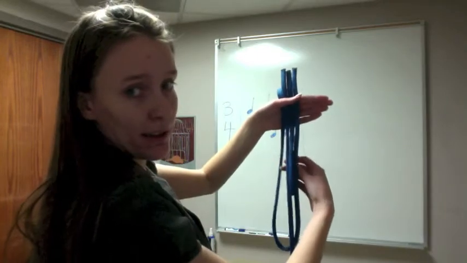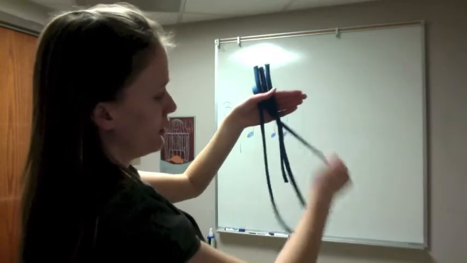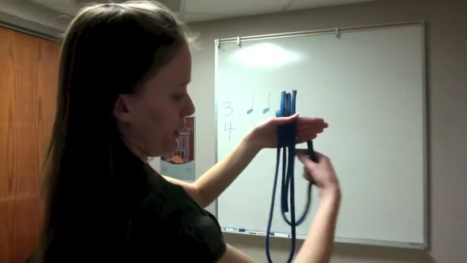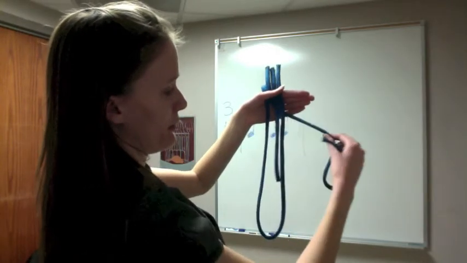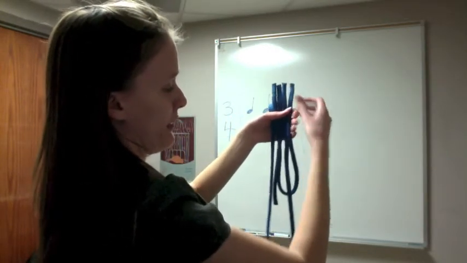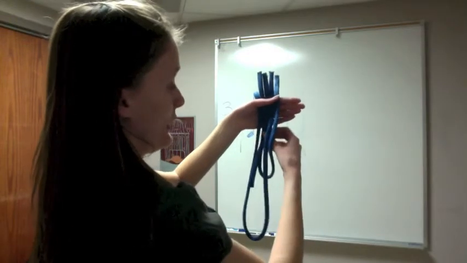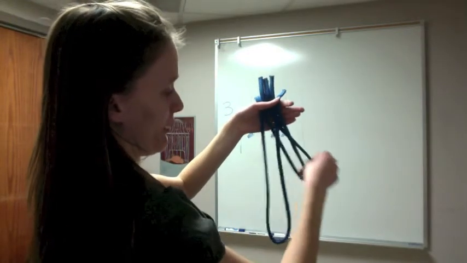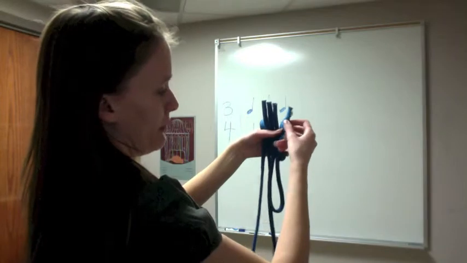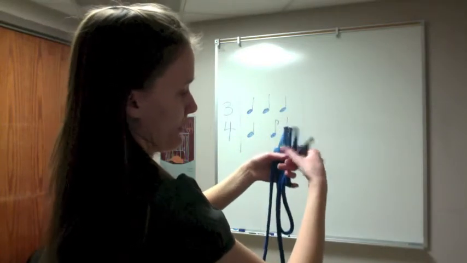Alright, now I'm going to take the medium rope right here. And I'm also going behind these ropes, and then I'm putting the end up. And then the short one, I'm reaching behind and I'm grabbing the short one, and I'm putting the end up here.